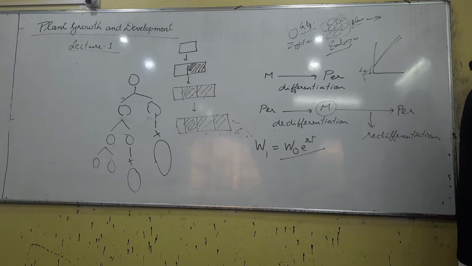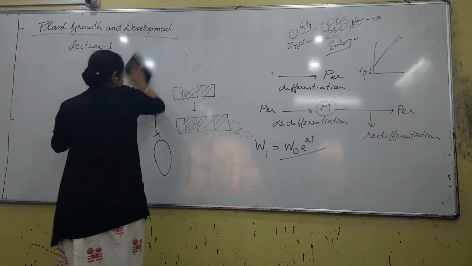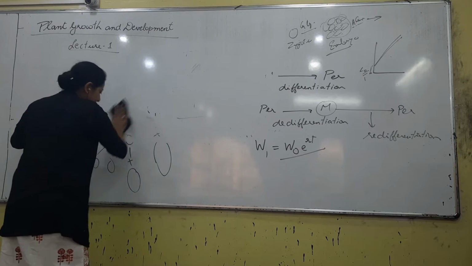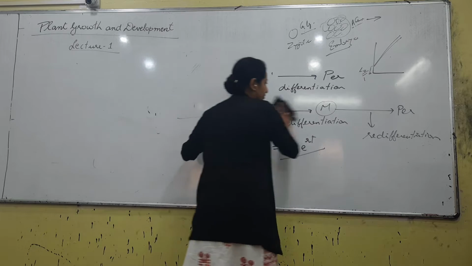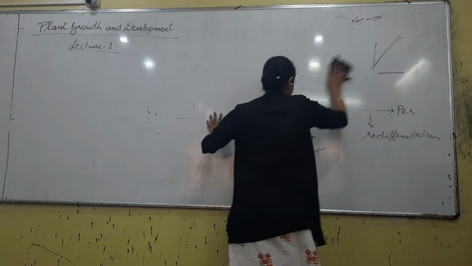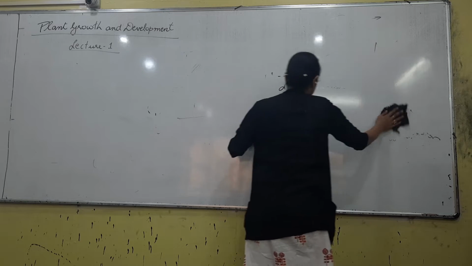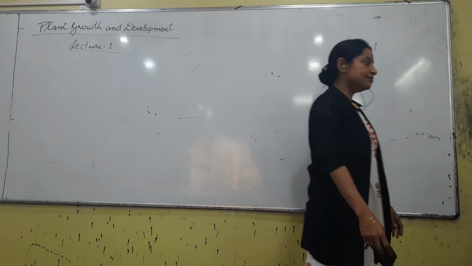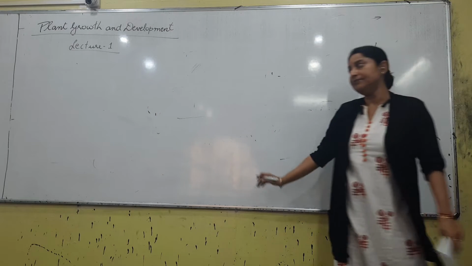Since we are talking about growth rate, the first two growth rates that we have discussed are arithmetic growth and geometric growth. After this, we have two terms again, absolute growth and relative growth. The diagram is given in the NCERT book also, the one with the leaf.